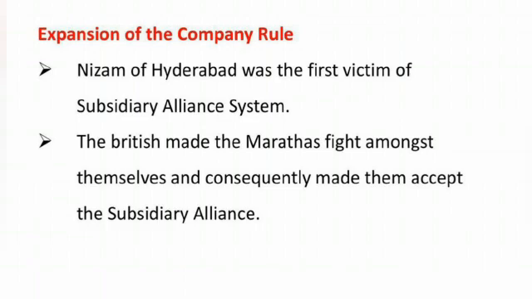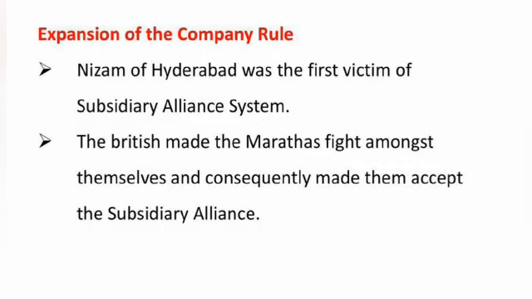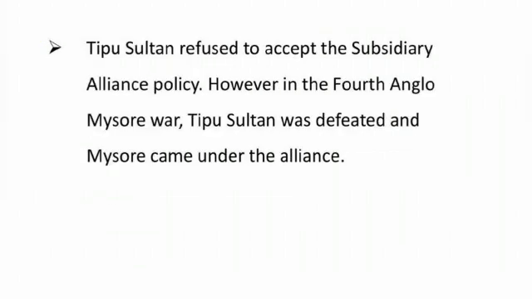Secondly, the British made the Marathas fight amongst themselves and consequently made them accept the subsidiary alliance. So Marathas were very strong rulers. So the Britishers created problems among them, and that's how the kings fought among themselves. And those kings who were against the Britishers had to fight with the Britishers, and they got defeated, and that's how they were forced to join the subsidiary alliance.